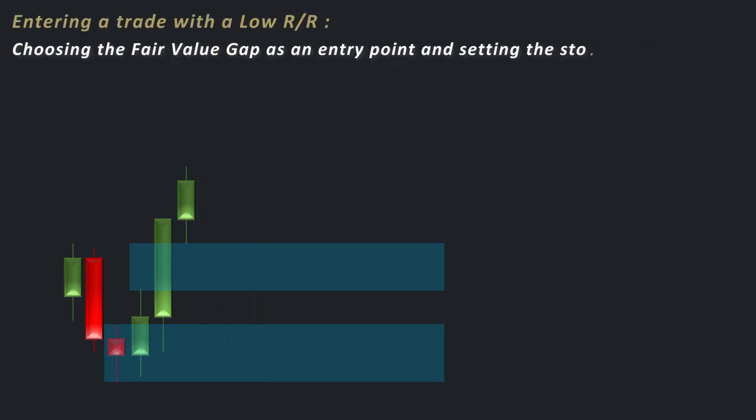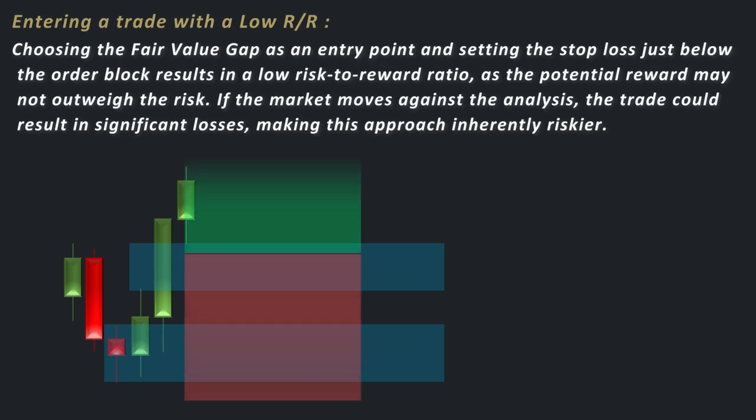For this reason, traders often choose the fair value gap as an entry point and set their stop loss just below the order block. This strategy typically results in a low risk to reward ratio, as the potential reward may not outweigh the risk taken. If the market moves against their analysis, the trade could result in significant losses, making this approach inherently riskier.